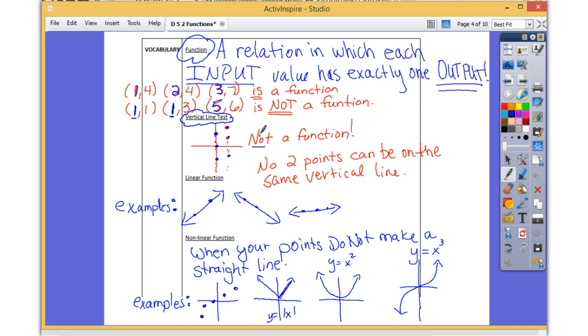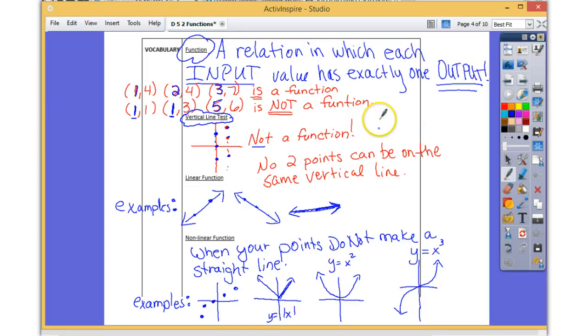Here are some examples right here of a linear function. Any diagonal line, whether it's going in a positive direction or a negative direction, and you're going to be learning about that later, or a horizontal line. That is also a function, because there's no way you can have 2 dots on one line on a horizontal. That is a function. So these are examples of lines that are a function.